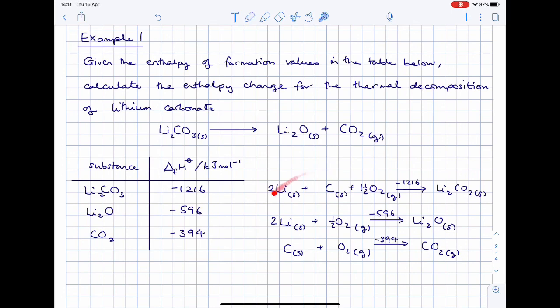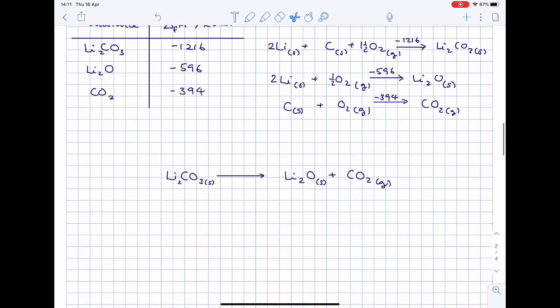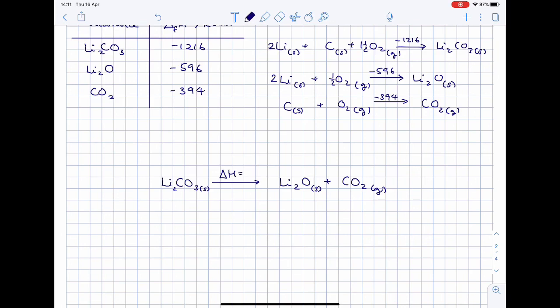So I'm going to use these equations in combination with the equation I want to work out the enthalpy change for to construct a Hess cycle. So I'm going to copy this equation. This is the one I want to work out the enthalpy change for. So I'm going to try to find in these equations the species and use those equations to link the reactant side to the product side through an alternative route.